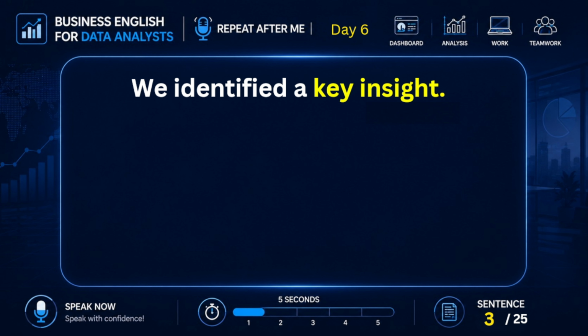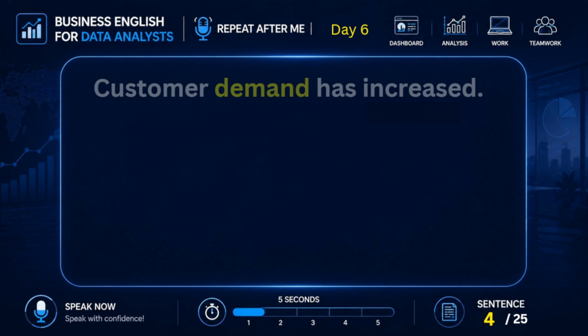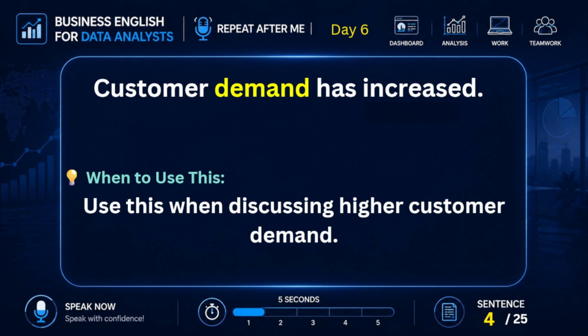We identified a key insight. Use this when presenting an important finding. Customer demand has increased. Use this when discussing higher customer demand.